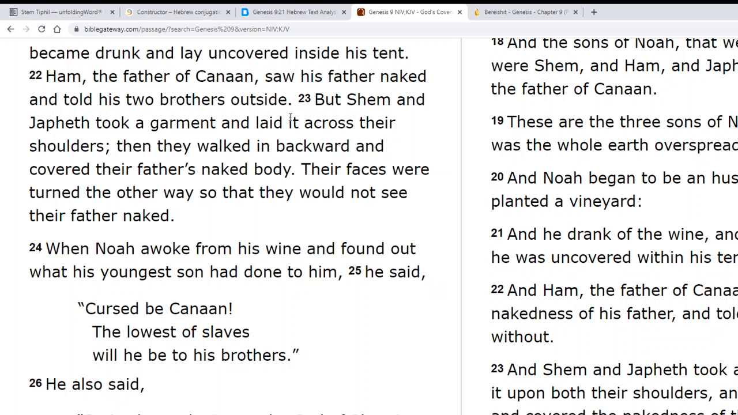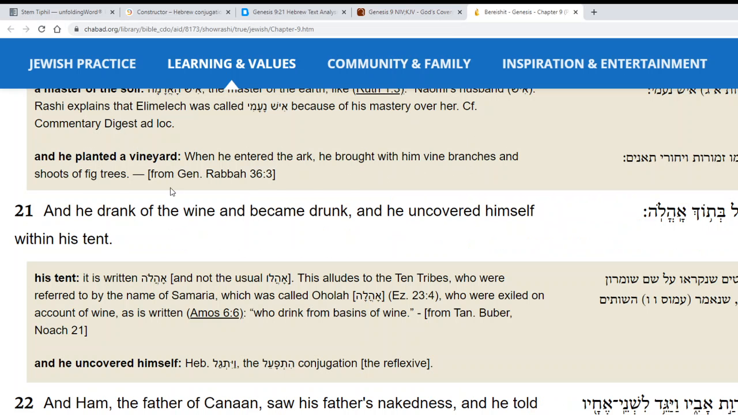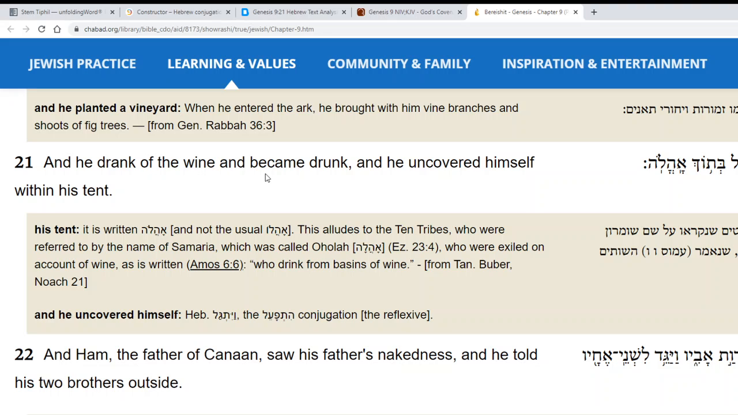Verse 21, in another translation: When he drank some of its wine, he became drunk and lay uncovered inside his tent. Okay. Let's see what Rashi says. And he drank of the wine and became drunk, and he uncovered himself within his tent. Yeah, that's how I would translate it.